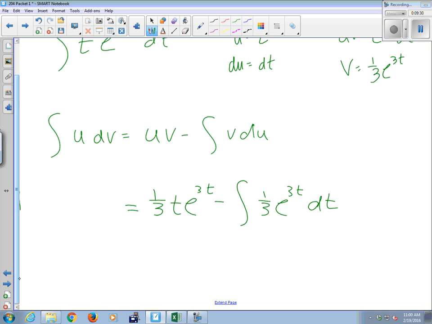So I'm almost done. This part I'm just going to copy. 1/3 t e to the 3t minus 1/3. I'm just going to pull that out of the integral. And then what's the antiderivative of e to the 3t? It's e to the 3t, right? Close. 1/3 e to the 3t. So this actually becomes a 1/9 e to the 3t plus c.